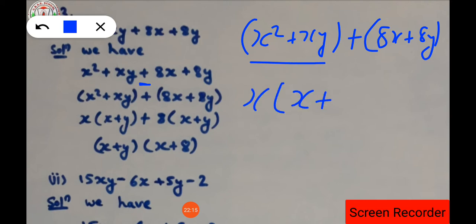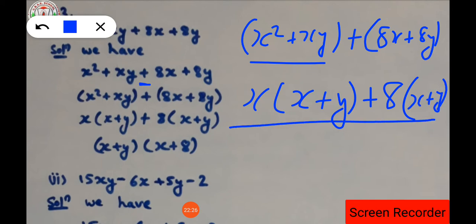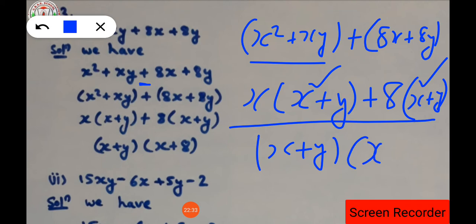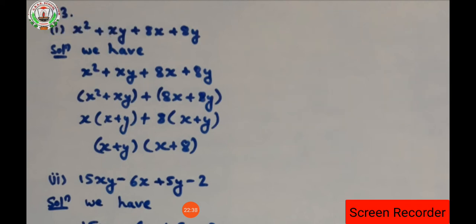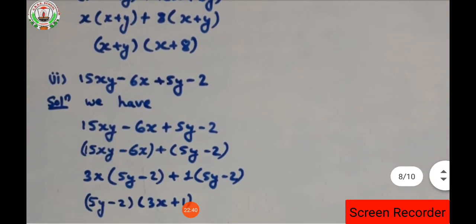What is the number left out? x into y, isn't it? Plus what can be taken common easily? That is 8. So what is the number left out? That is x plus y. Now again we can see in the question that x plus y and x plus y is common, so x plus y is taken common and the term left out is x plus 8. So clear everyone?